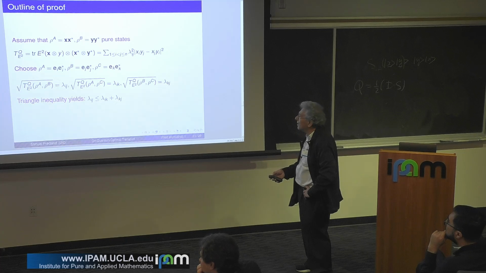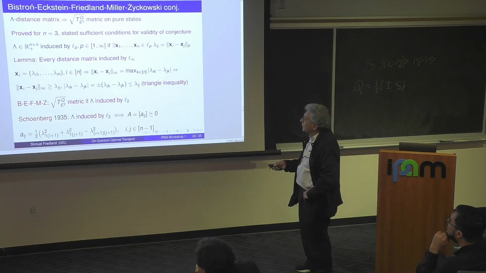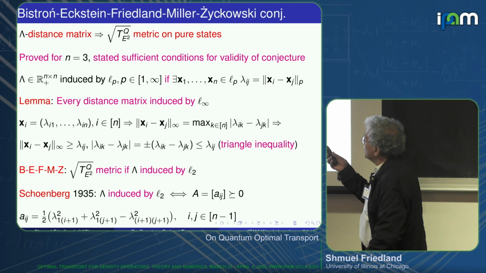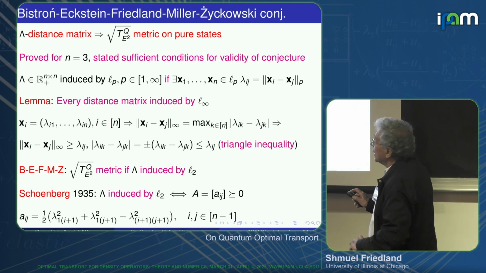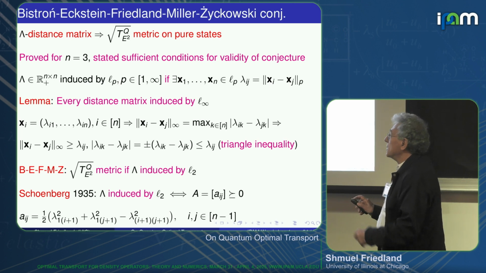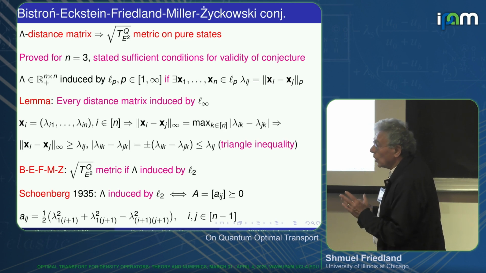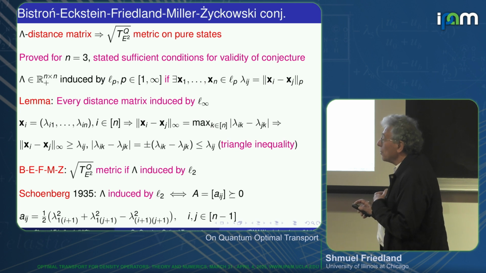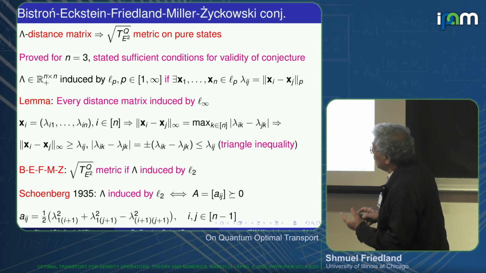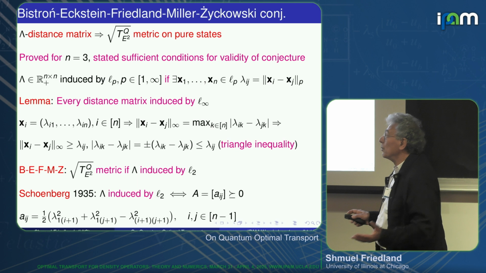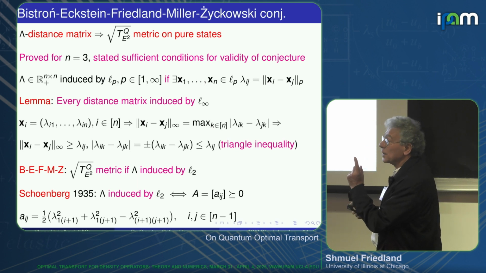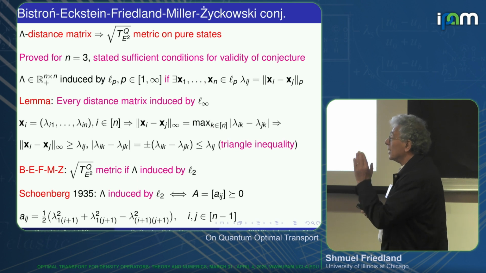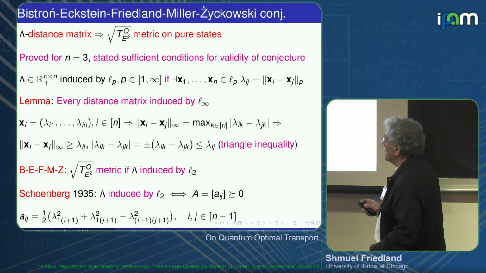But the question is, is this a distance on all density matrices? And we showed, let's say Sam Cole, who did the numerical experiment, shows that no, it's not always a distance on density matrices, even for n equals 3, whether qubits or 3 qubits or qutrits.